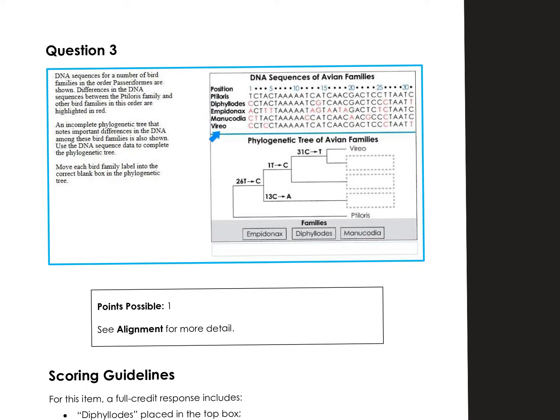These are the different taxa, right? Avian, meaning bird families, and these are different bird families. And here are the differences. The red are differences. So this is the first one that has T, but then these are different from T. These are all C except this one, which is a T. These are all T's. So the black shows you where they all share in common. The red shows you where they're different.